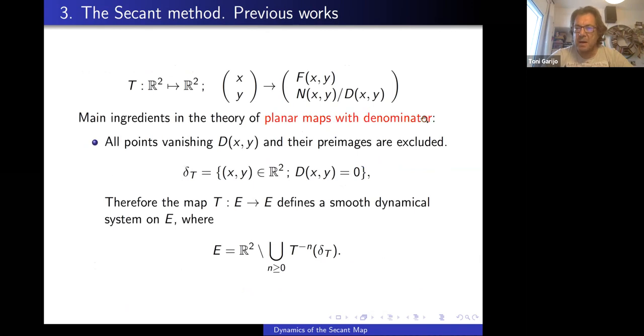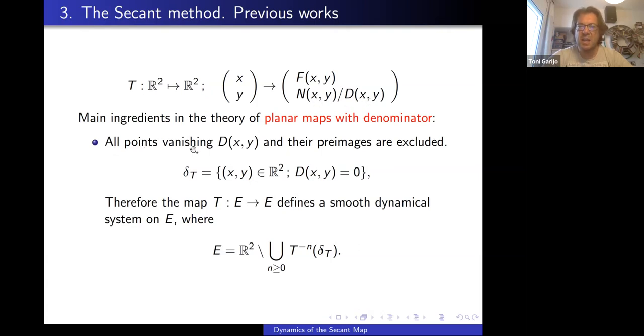Some basics about these planar maps with denominator. It's completely general, not only for the secant. It applies to all dynamical systems defined in R2 with this expression. Remember that F, N, and D are polynomials. We can think that they are polynomial.